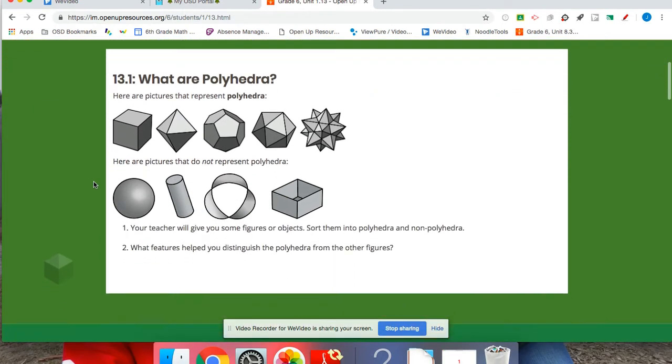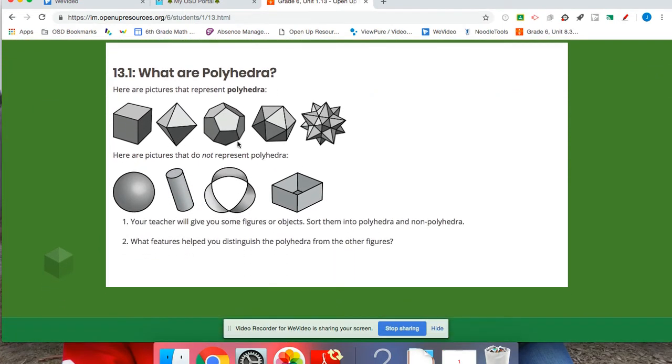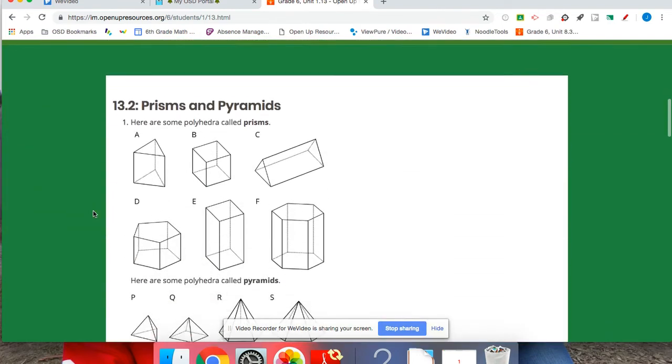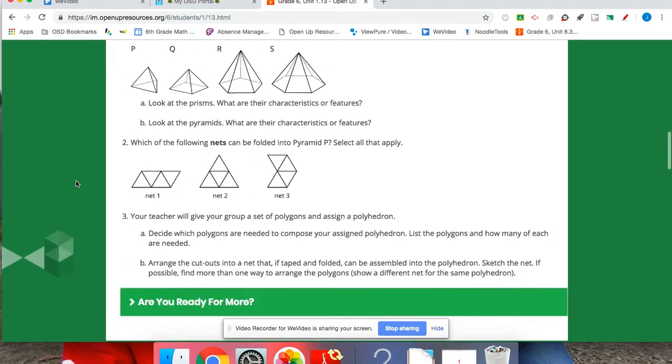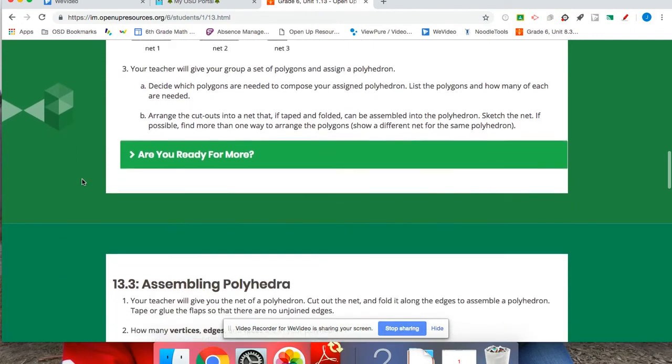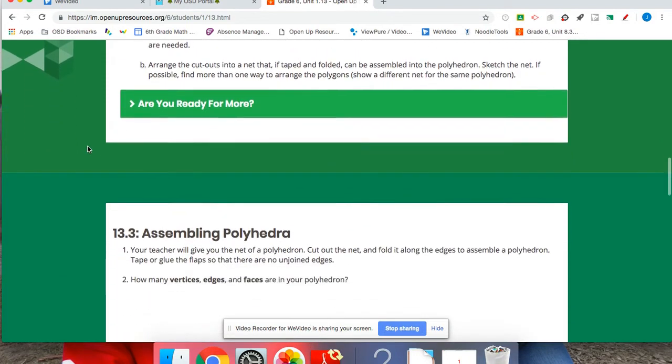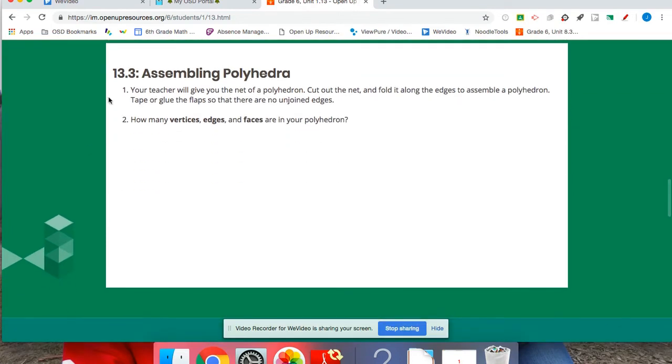So this is our lesson. We go through this in class. We talk about these shapes. Why aren't these polyhedra? Then we talked about prisms and pyramids. Your students should have some notes in their math notebook about these prisms and pyramids. Here's a challenge question if kids are wanting more of a challenge. Then we took some time in class to build a polyhedron.